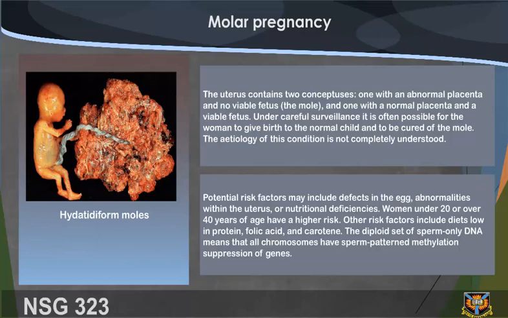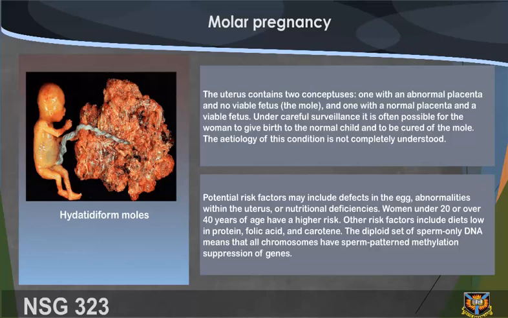Potential risk factors may include defects in the egg, abnormalities within the uterus, or nutritional deficiencies. Women under 20 or over 40 years of age have a higher risk. Other risk factors include a diet low in protein, folic acid, and carotene.